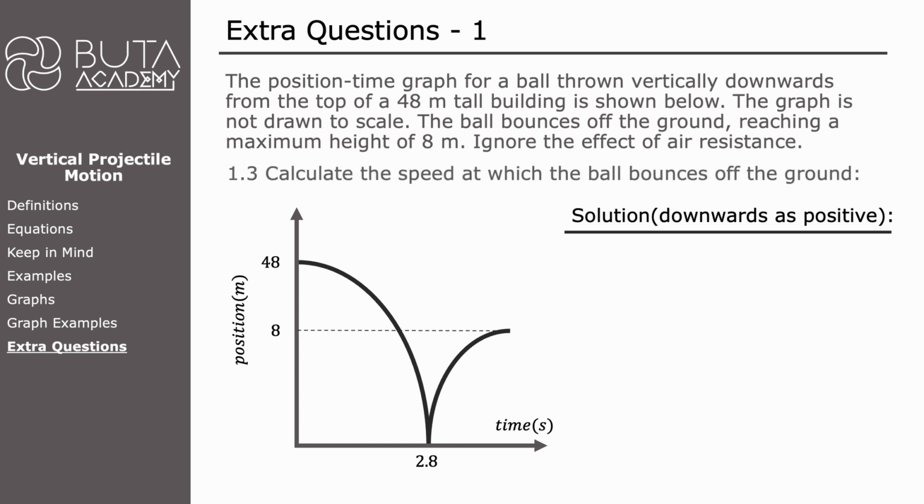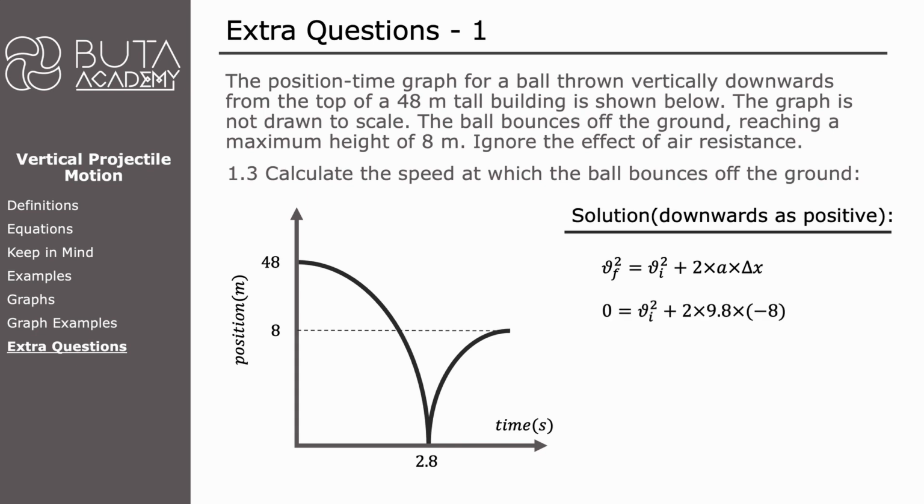For the third part of the question, we must calculate the speed at which the ball bounces off the surface. The only information related to time in this part of the question is the time the ball bounces off, which is not very helpful. Therefore, to solve this question, we are going to use an equation that doesn't involve time. V final square is equal to V initial square plus 2 times A times delta x.